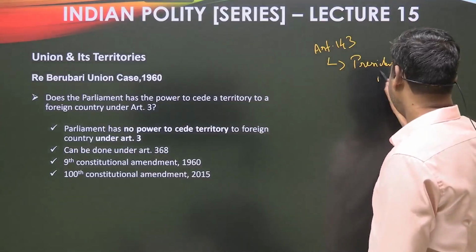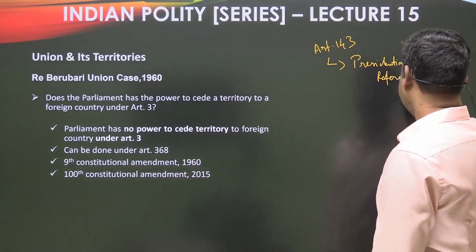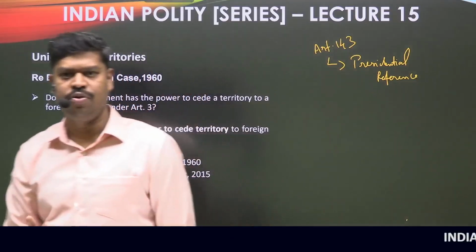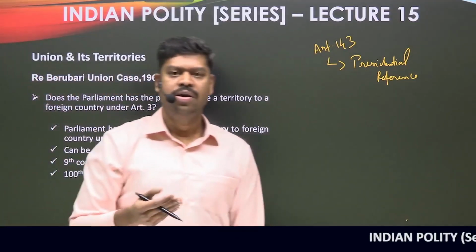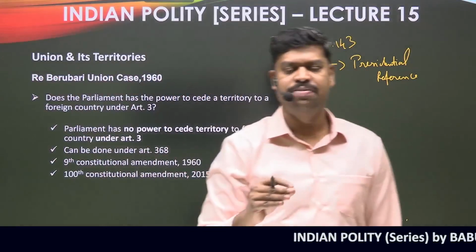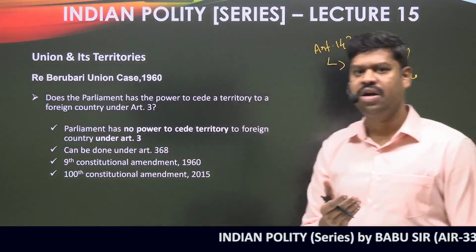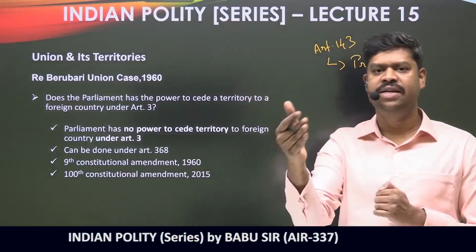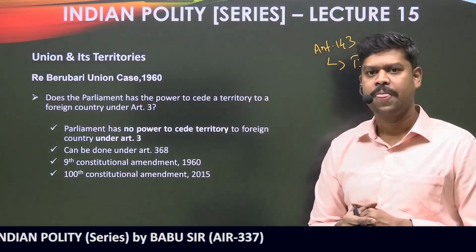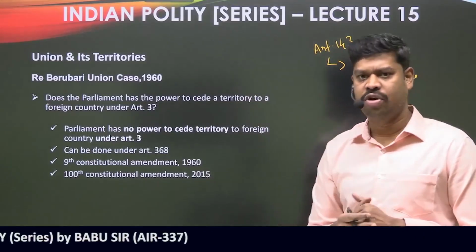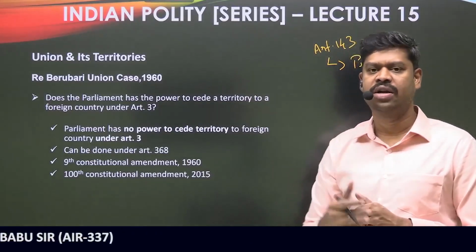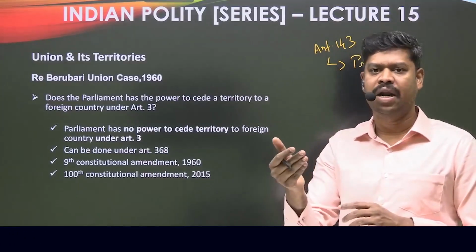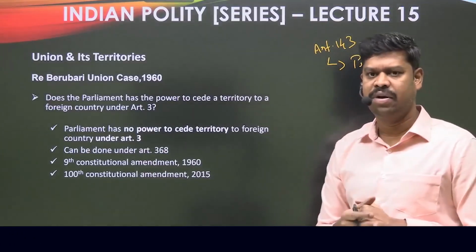A presidential reference is nothing but the President referring certain matters to the Supreme Court to seek its opinion on a particular matter. So in 1960, the President made a reference to the Supreme Court of India under Article 143 to know whether India can cede a territory to a foreign country. And if India can, who has the authority to do so? And suppose it has to be done by the Parliament, what is the majority with which the Parliament can do it?